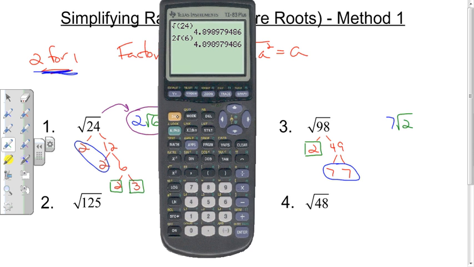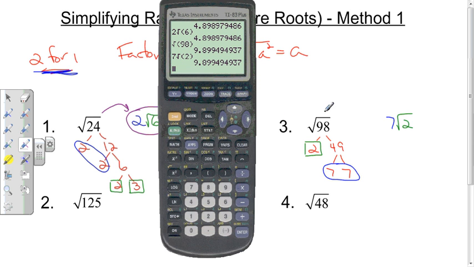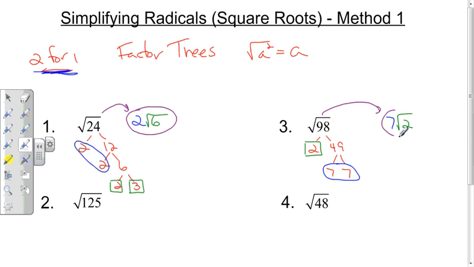Checking that on my calculator, I've got the square root of 98 is almost 10, because the square root of 98 is almost the square root of 100. Then the square root of 2, okay, 7 times root 2, I see I get equivalent decimals here. So, more likely than not, 7 root 2 is equal to root 98.